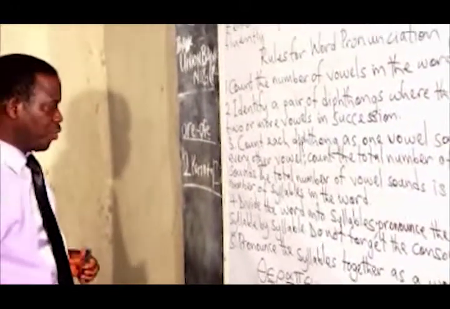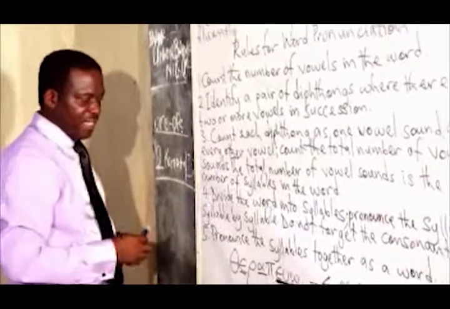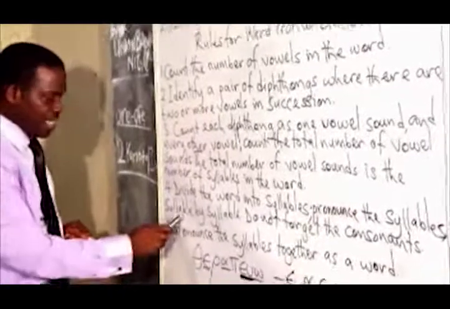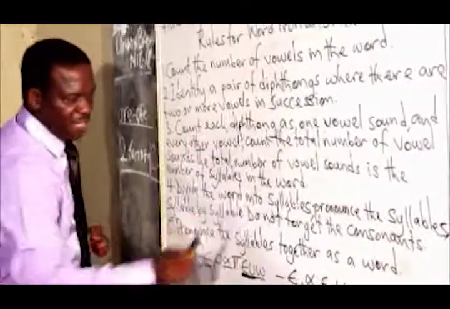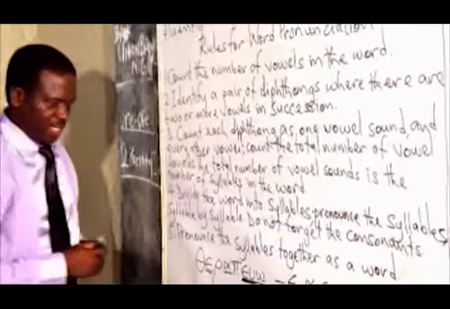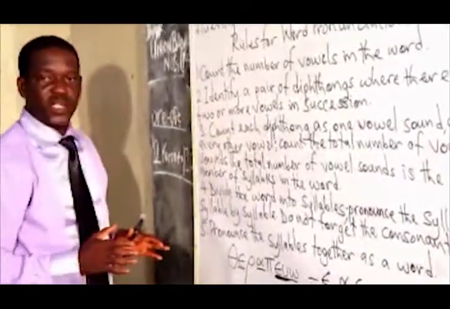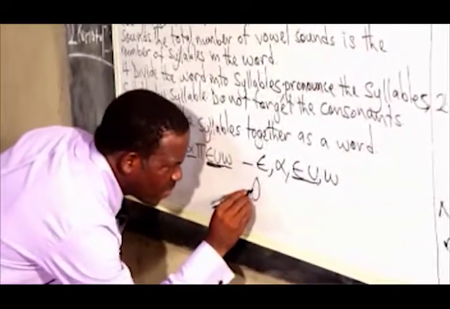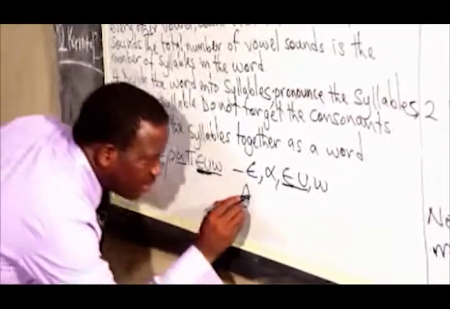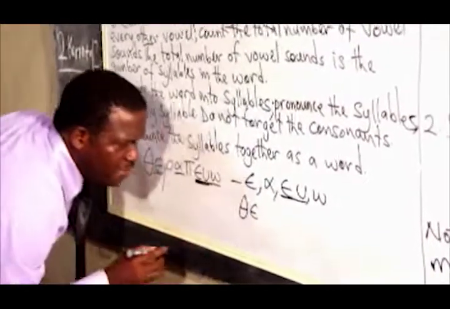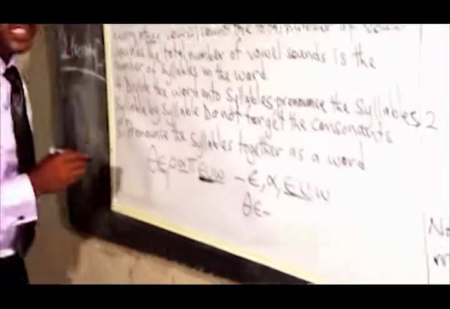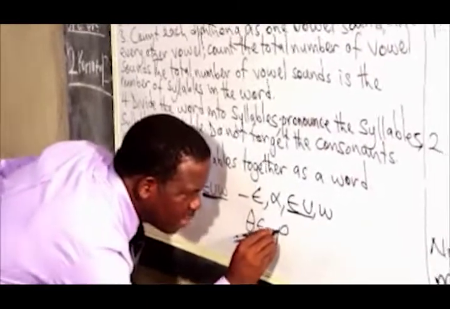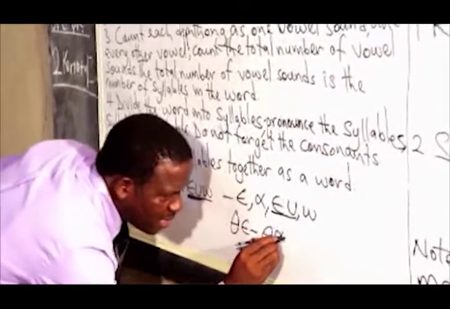We go to the next rule. The next rule says divide the word into syllables. Pronounce the syllables syllable by syllable, and do not forget the consonants. In other words, we have to keep the consonants with the vowels. In the word, we have the first consonant, theta, then the first vowel, and we make the demarcation. Te, te. Then the second consonant, which is rho, we supply its vowel, and we make the demarcation.